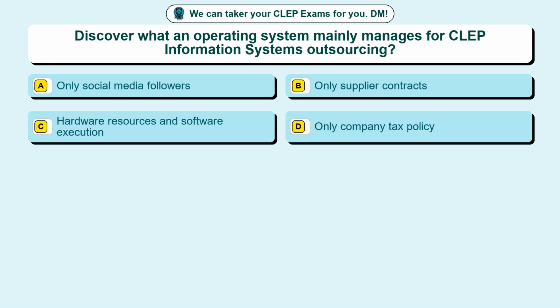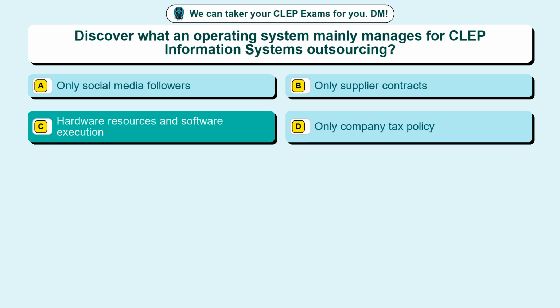Question 63. Discover what an operating system mainly manages for CLEP Information Systems outsourcing. Option A. Only social media followers. Option B. Only supplier contracts. Option C. Hardware resources and software execution. Option D. Only company tax policy. The correct answer is option C.